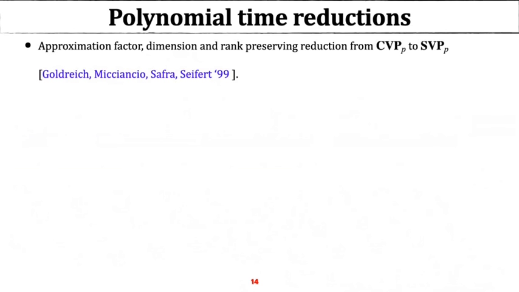And so before talking about exponential time reductions, let's see what we know in polynomial time reductions. From reduction from CVPp to SVPp, in this one we are preserving the norm. There is a reduction which also preserves the approximation factor, dimension, and rank of the lattice. And this reduction came in 1999 by Goldreich, Micciancio, Safra, and Seifert.